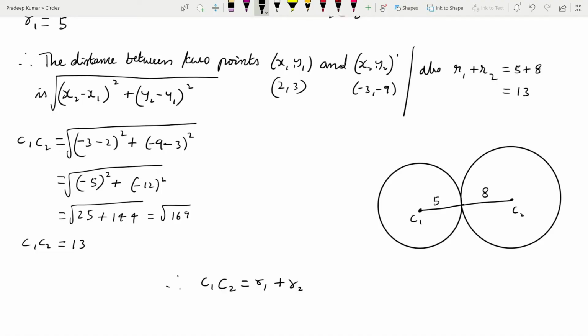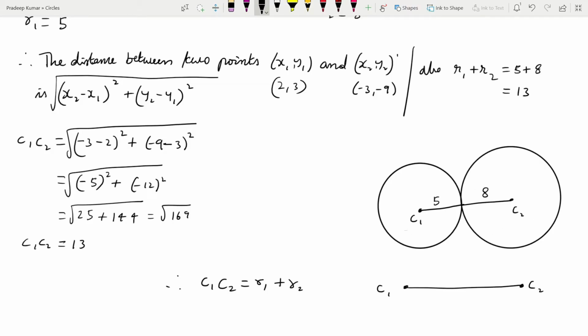So they are perfectly matching: the C1C2 distance and R1 plus R2, when we add, we are getting the same value, 13. So by then we understood that both circles were touching externally. If they both are touching externally, the point at which they meet, I'll just make it here. If this is a straight line, this is center 1 and this is center 2, the same line I've taken over here.